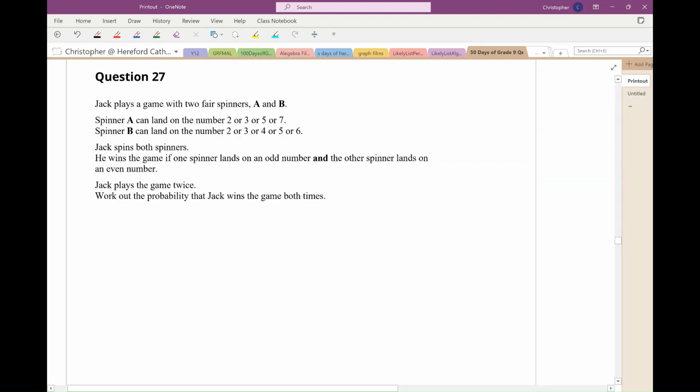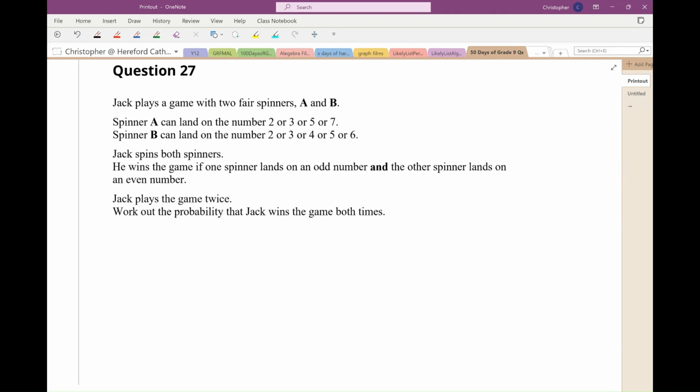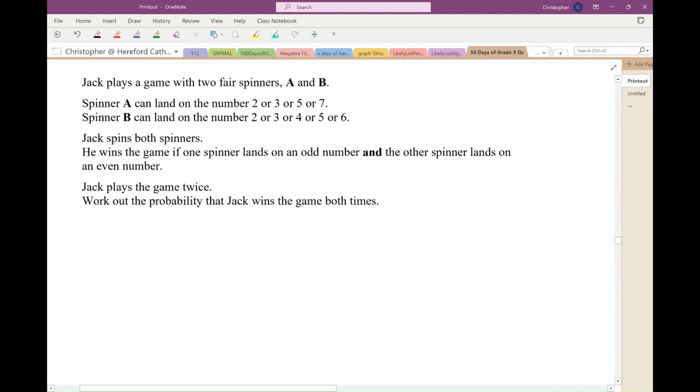Question 27. This looks like probability. Let's have a look. Jack plays a game with two fair spinners, A and B. Right, so let's have a look at spinner A, can land on those numbers, and spinner B can land on those numbers. He spins both spinners. He wins the game if one spinner lands on an odd and the other spinner lands on an even.